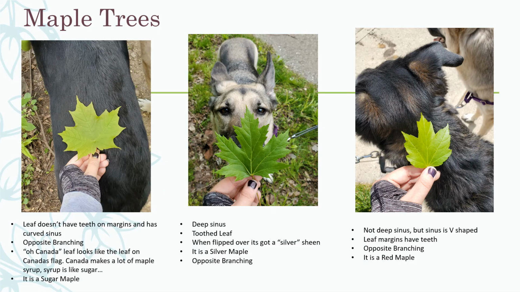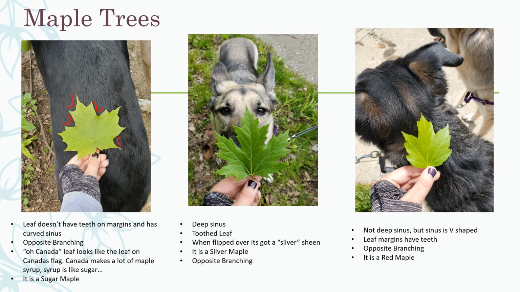We came across all 3 maple trees within our neighborhood. The first of which being the sugar maple on the far left. You could see that this leaf does not have any teeth on its margins. It's got very smooth, soft margins. It's also got this U-shaped sinus. This is a very good leaf because it shows that nice U-shaped sinus along its teethless margins. This leaf looks like the leaf on the Canadian flag. Syrup is sweet. It's a sugar maple.